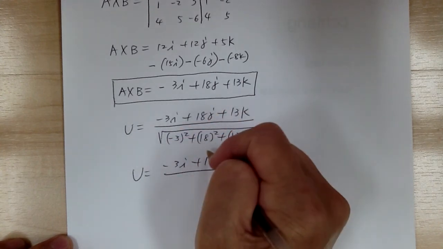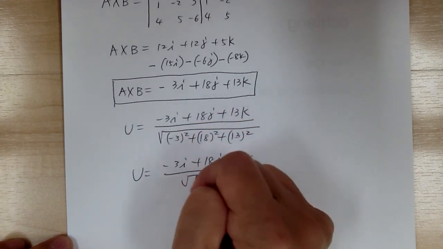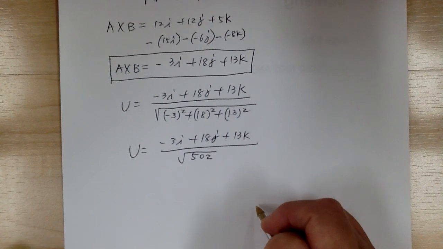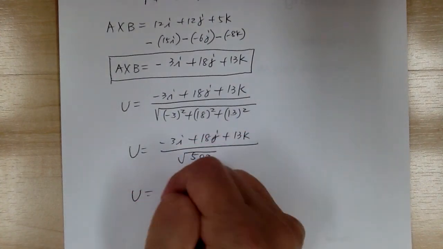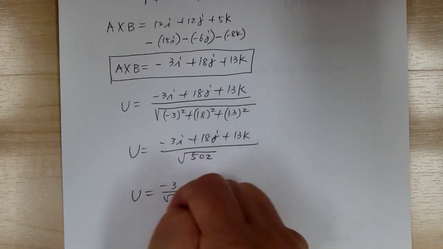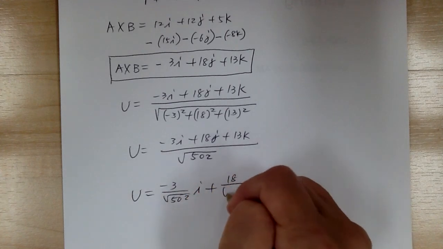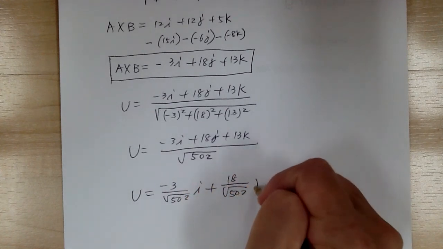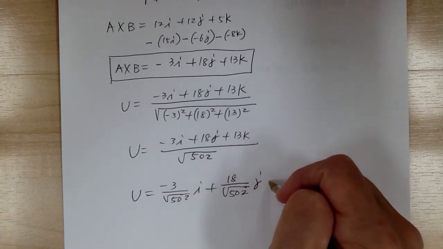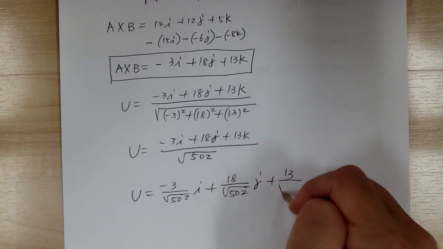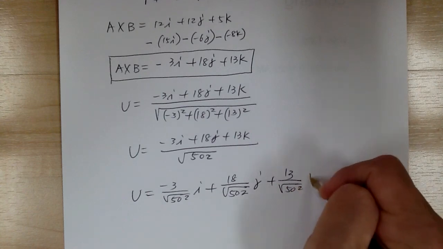You should calculate, work this out. You get square root of 502, and so you separate them. So -3 over square root of 502i plus 18 over square root of 502j plus 13 over square root of 502k.